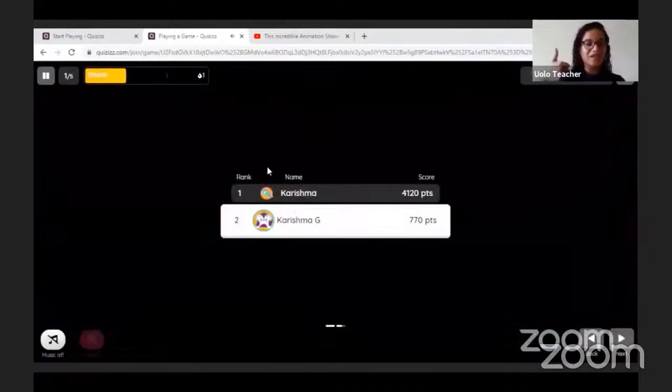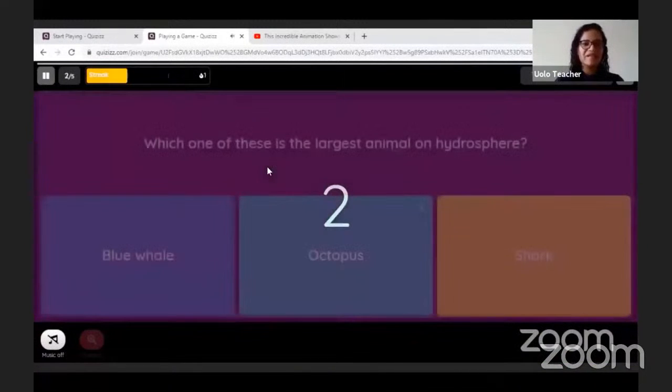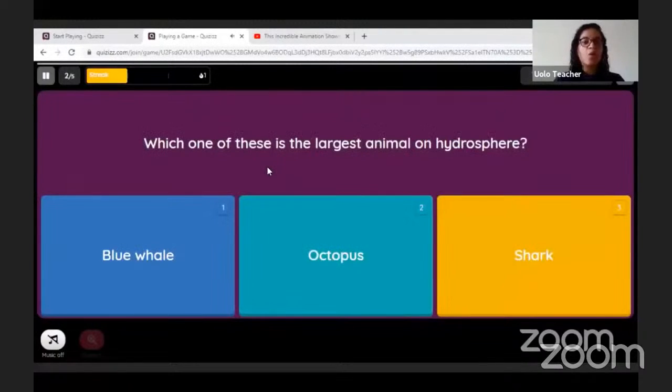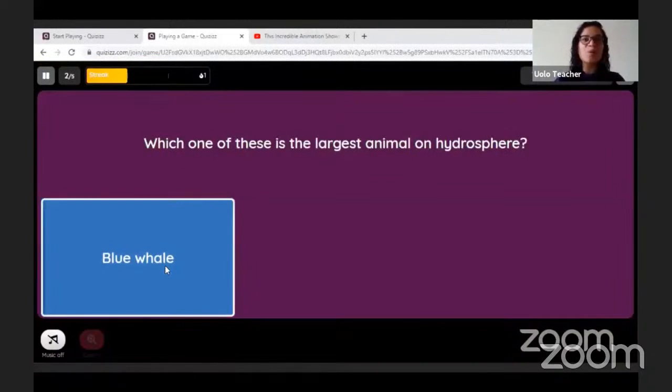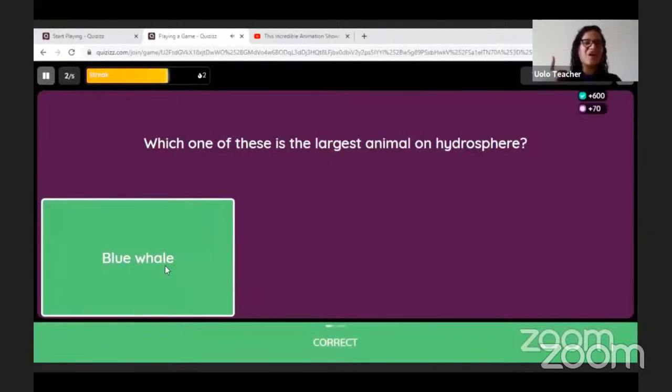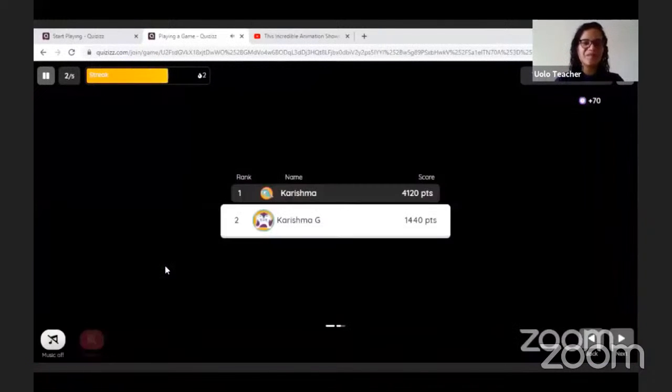Next question. Which one of these is the largest animal on the hydrosphere? Hydro means water, so hydrosphere means water bodies. So which of these is the largest animal on the hydrosphere? The blue whale, octopus, or shark? Which one is it? That's right. I can see everyone saying that. It's the blue whale. Good job, everybody. Next question.